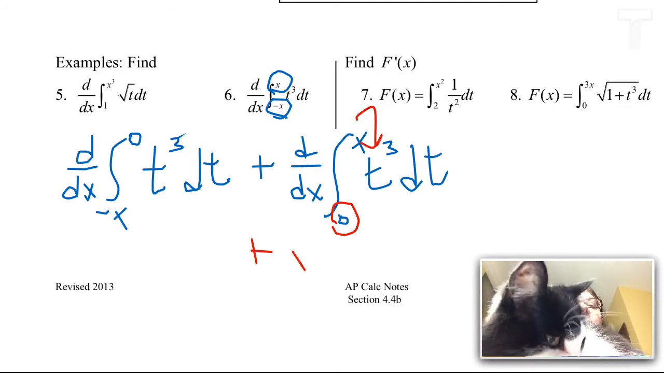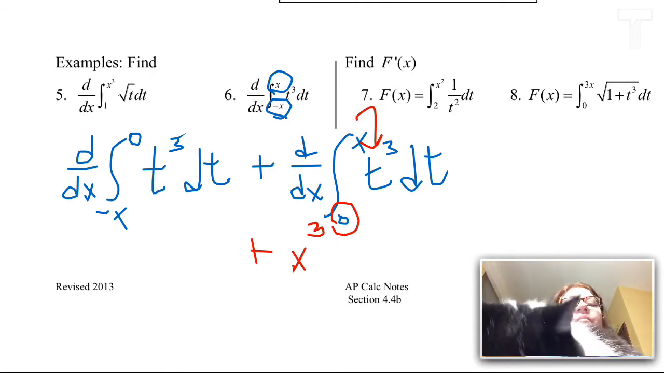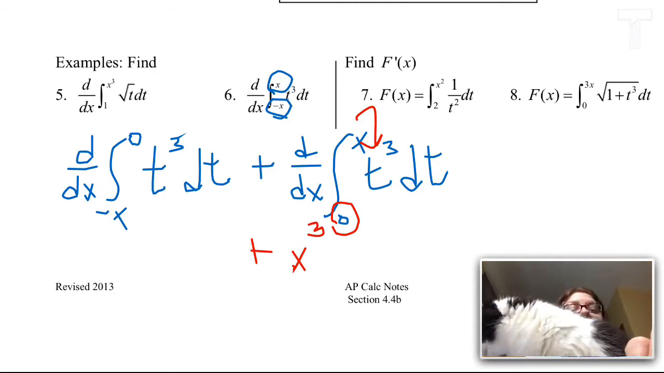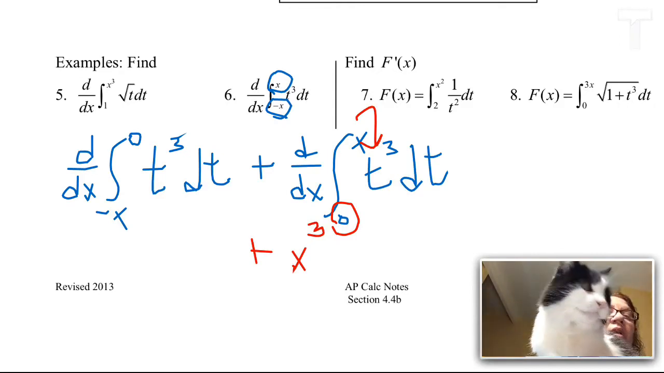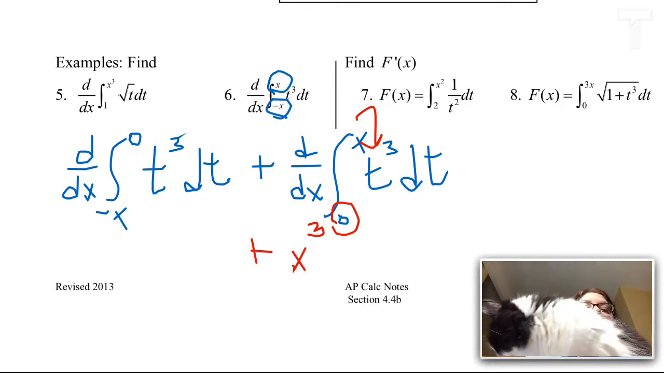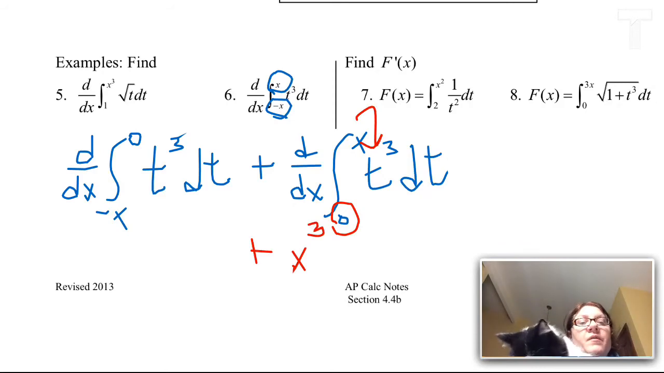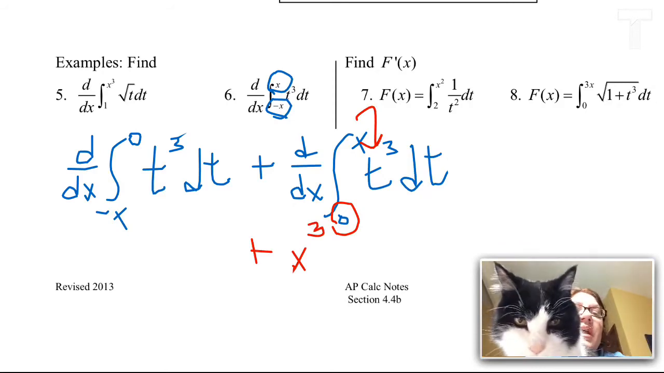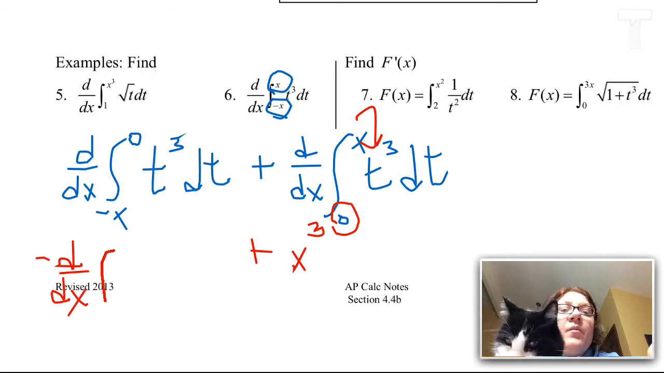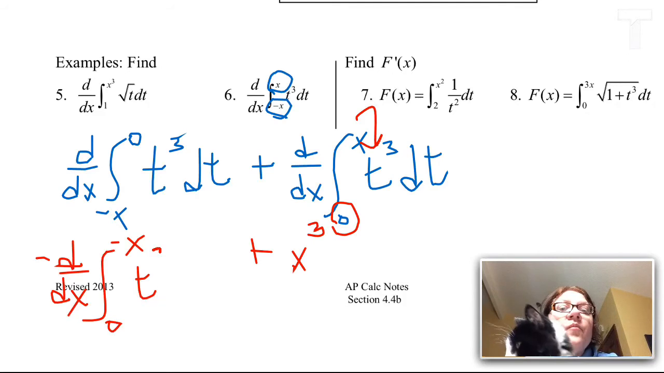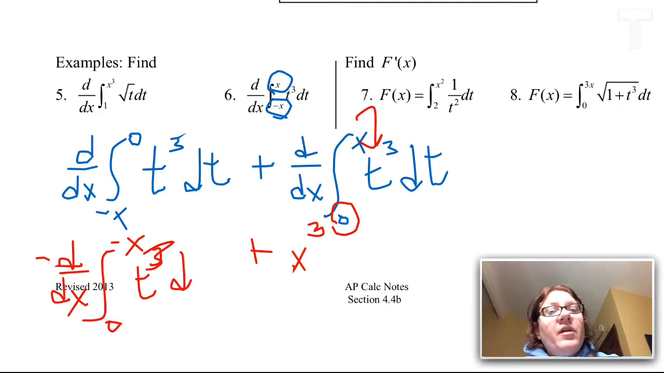So this one is going to be x cubed. But of course, over here on the first one, I still have the variable on the bottom, and I want to put it on top. So I'll use the strategy that I used up above, which is I'll just negate it. And then I'll put 0 on the bottom and negative x on top.